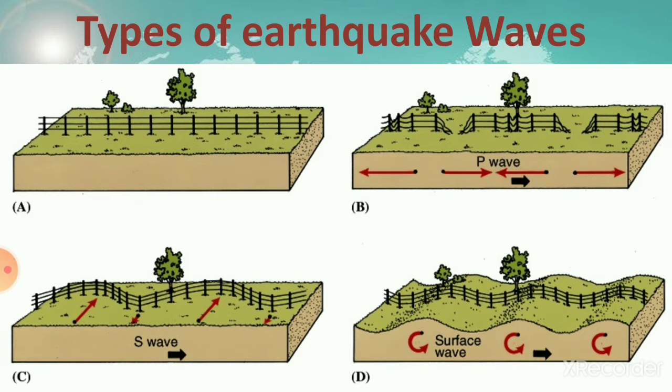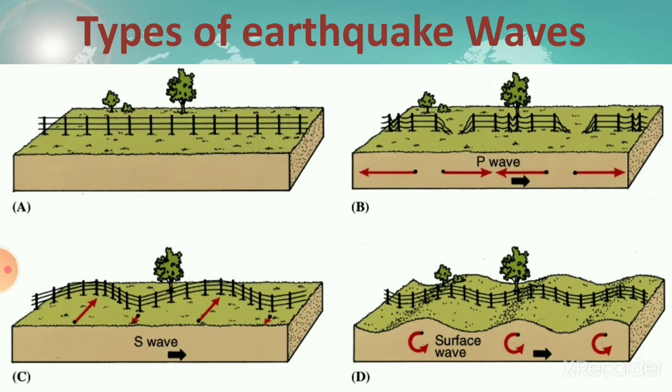Types of earthquake waves. According to the mode of travel, earthquake waves can be classified into three main types: primary waves, secondary waves, and surface waves. So what are primary waves? Please look at figure A. Now in figure A, we don't have any wave. So this is the earth crust or surface of the earth when we don't have an earthquake. Now when we look at figure B, you can see these are the primary waves. This is the example for primary waves.